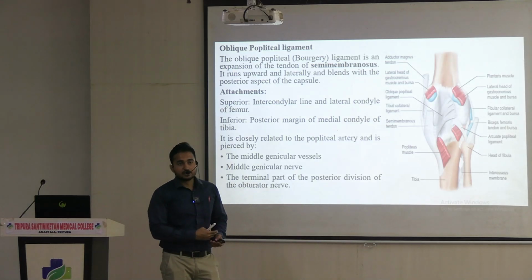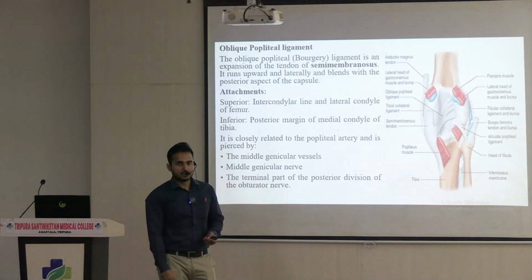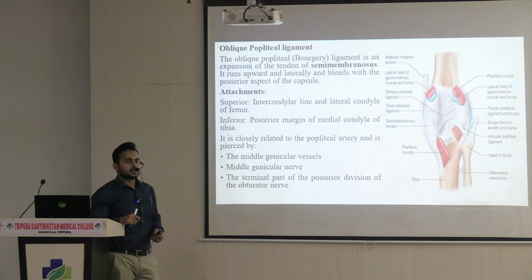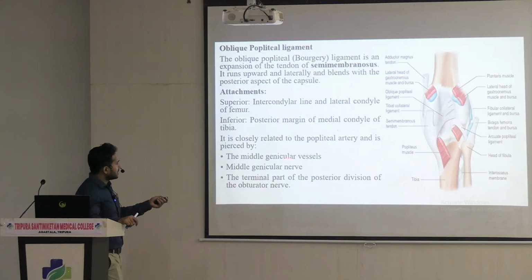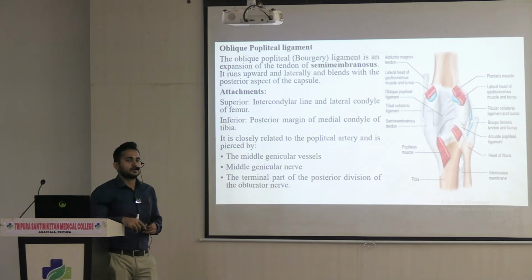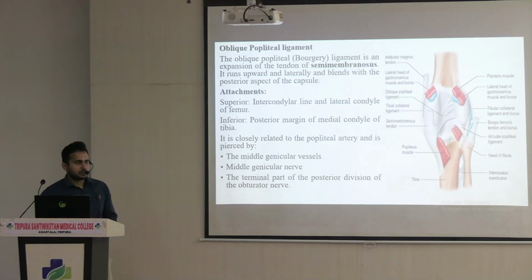Now this oblique popliteal ligament is closely related to which artery? Popliteal artery. ठीक है? Now this particular ligament is pierced by some important structures. What are those structures? Medial genicular vessels, medial genicular nerve, and terminal part of posterior division of the obturator nerve. These are the three structures which will pierce the oblique popliteal ligament and then enter the knee joint. Okay? तो यहाँ से short question आता है. The structures piercing the oblique popliteal ligament.